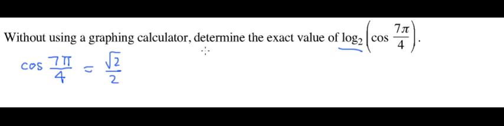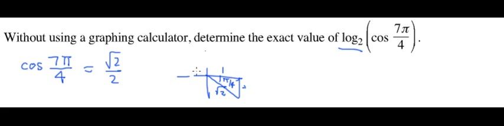We could also have found that by drawing some axes, figuring out where 7 pi by 4 is. It's in the bottom right quadrant with a reference angle of pi by 4. And we know the special triangle that produces that. So either way, you should end up getting that the cosine is root 2 over 2, or if you do it this way, possibly 1 over root 2.